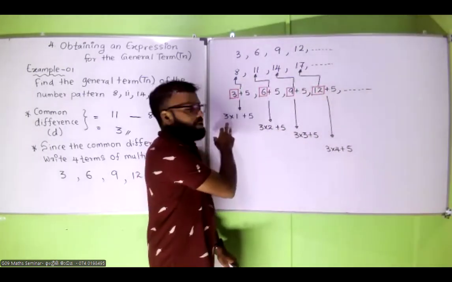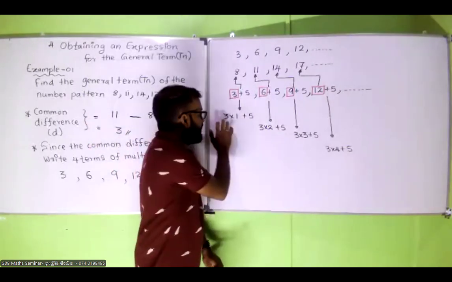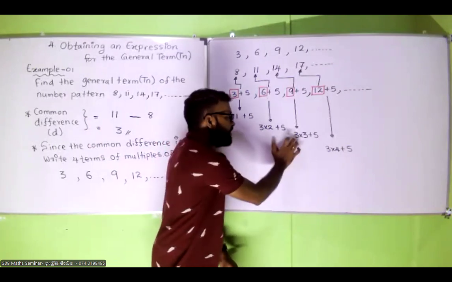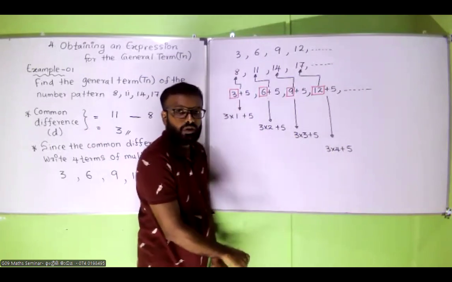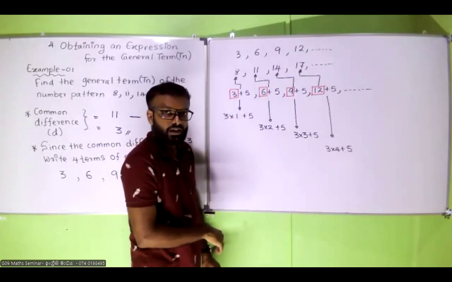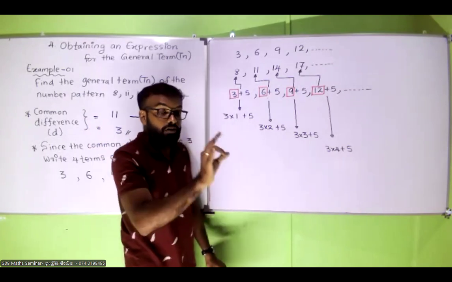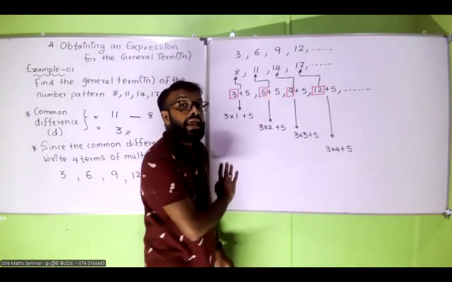If you have the common difference as 11, 11 times 1, 11 times 2, 11 times 3, 11 times 4, and the plus rest or negative rest. So I hope you can understand this now. Now let's see how to obtain the nth term.